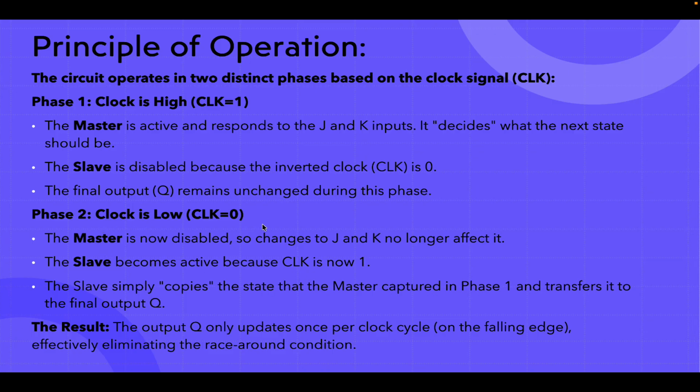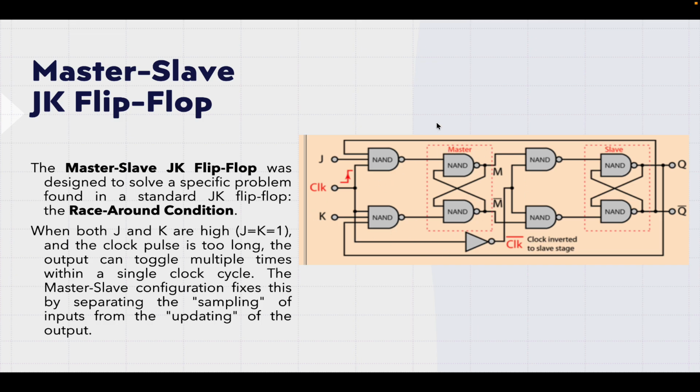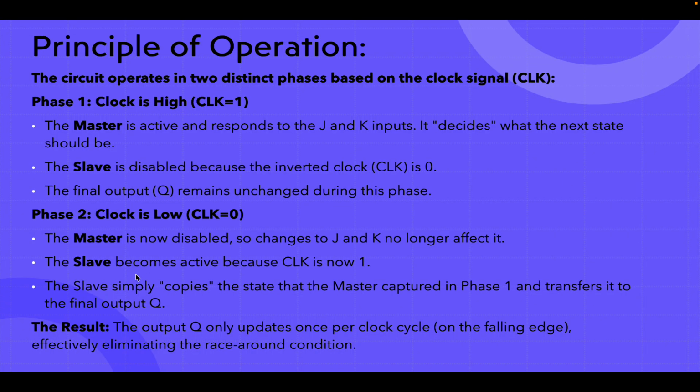So when clock is low, the master is now disabled. So changes to J and K will no longer affect it. It means since this stage is disabled, whatever the output is here will not affect this slave flip-flop. Here whatever this is, it will become 0 and your outputs also will be 0. So you can start this as a fresh flip-flop. The slave becomes active because clock is now 1.